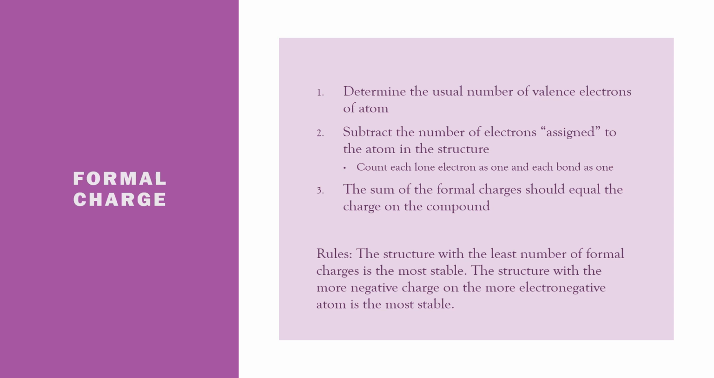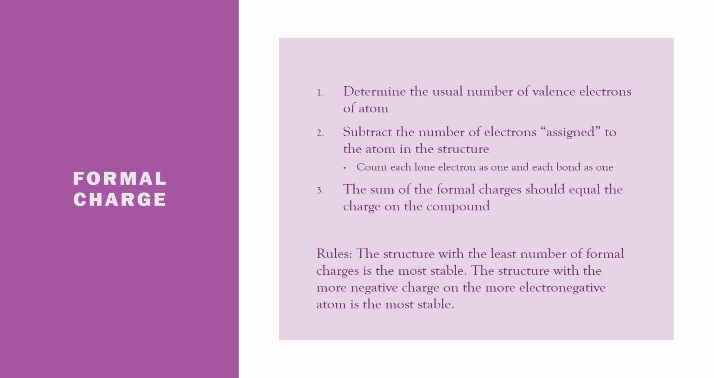So the steps for finding formal charge: the first thing you want to do is determine the normal, usual number of valence electrons for an atom. And then you're going to subtract the number of electrons that are assigned to the atom in the structure. Each lone pair electron will count as 1, and each bond counts as 1.